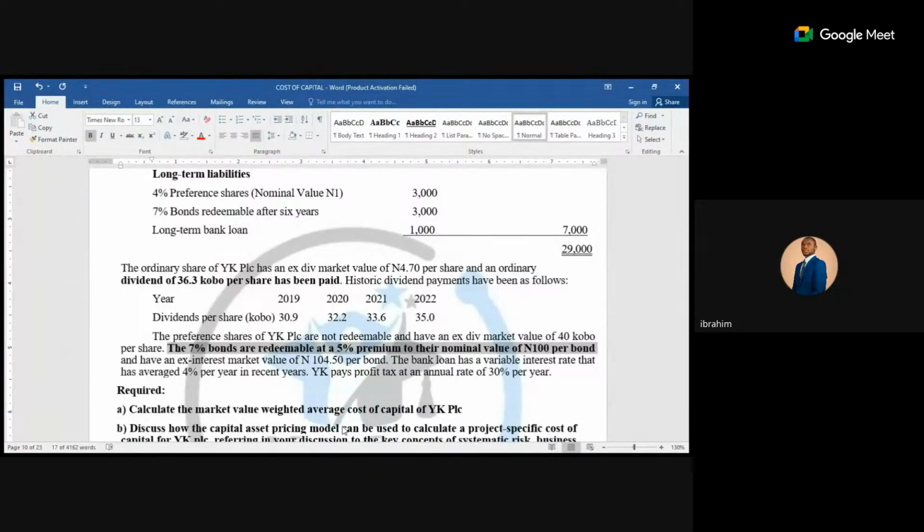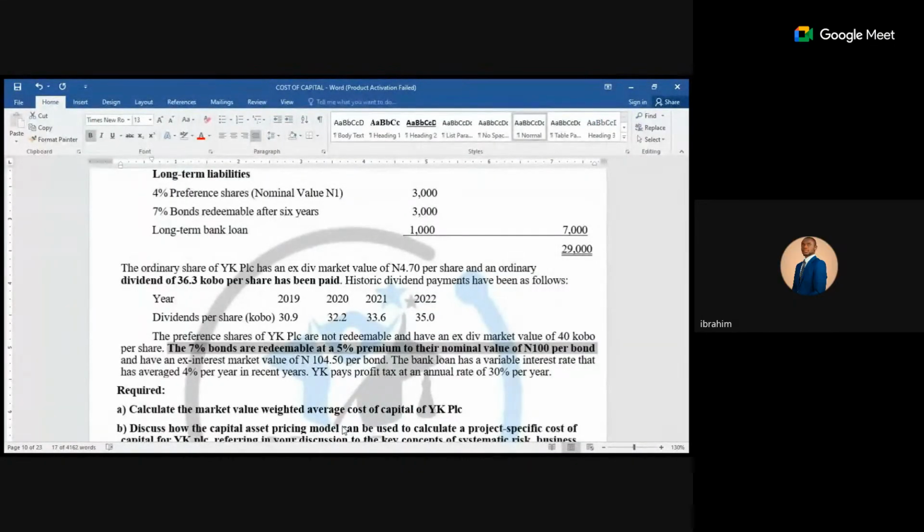Class, it will now be what? The 5% of their nominal value. We give you the premium, meaning that you will have a redemption of 100 naira. You will have a premium of 5% of the nominal value. All right?